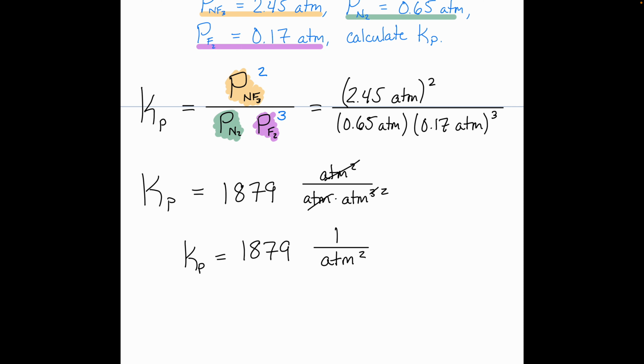So this is actually barely over that cutoff, right? So it's pretty squishy on the line here, but it is technically over that 10 to the 3. So this one we would say would strongly favor, and it's greater than 1, so strongly favor the products.